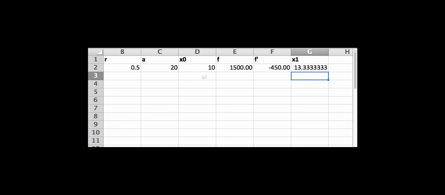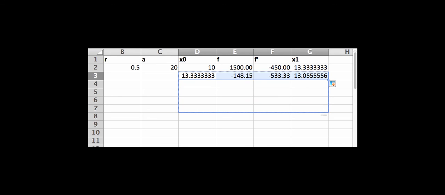To do so, all I have to do is copy the value of x1 into the column for x. That's easily done by writing equals G2, and observe that that value is copied directly. Now that we have a new x value, we can repeat the process by copying these entries and dragging down by the corner, and so everything will be automatically recalculated. We can repeat the process yet again by dragging down this entire set of cells as far as we'd like.